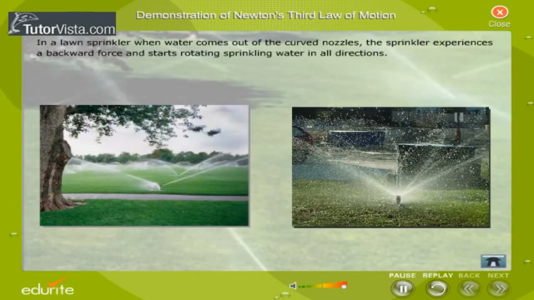Lawn sprinklers. In a lawn sprinkler, when water comes out of the curved nozzles, the sprinkler experiences a backward force and starts rotating, sprinkling water in all directions.